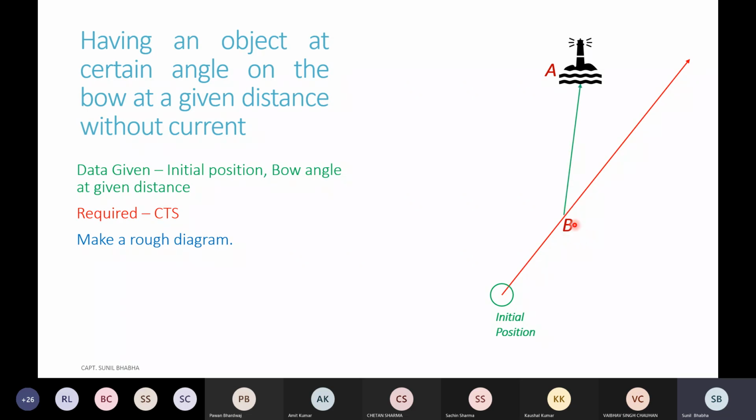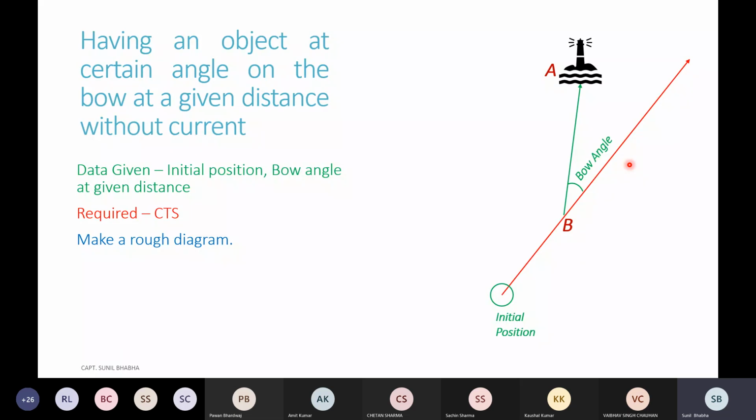So let's join the B point with the lighthouse. So Bravo to Alpha is the bearing of this particular light, and this is the bow angle at this particular point, and this is that same bow angle which we were required to obtain. So this is all being assumed now. We don't know where this point B is going to be. We don't know what the CTS is, but we are just assuming and making a rough diagram.